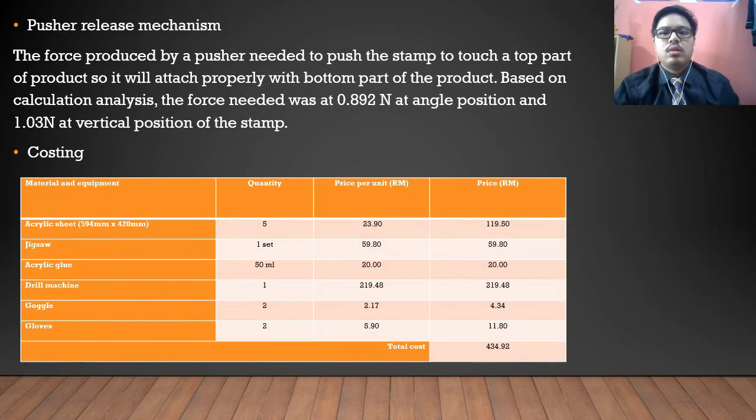The pusher-release mechanism was also applied to the stamping process. The force produced by the pusher is needed to push the stamp to touch the top part of the product, so it will attach properly with the bottom part of the product. Based on calculation analysis, the force needed was 0.892 Newton at the angled position and 1.03 Newton at the vertical position of the stamp. The next table shows a costing estimation for conducting this product. From the table, we can see that the cost estimate is about RM434.92.